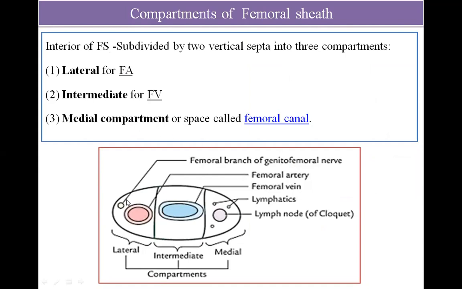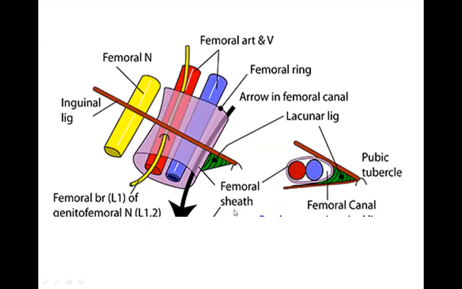So here are the three compartments of the femoral sheath: lateral compartment with the femoral artery, intermediate compartment with the femoral vein, and the medial compartment, which is known as the femoral canal, which contains one lymph node, that is the lymph node of Cloquet. So here also you can appreciate the femoral sheath with its three compartments.